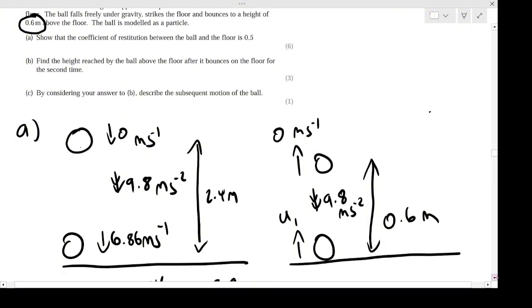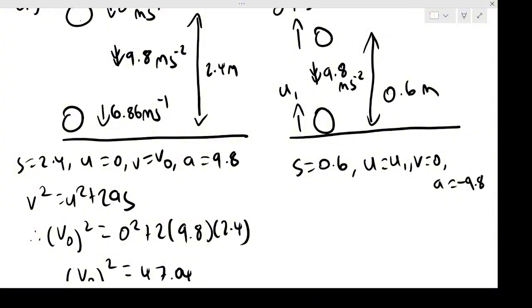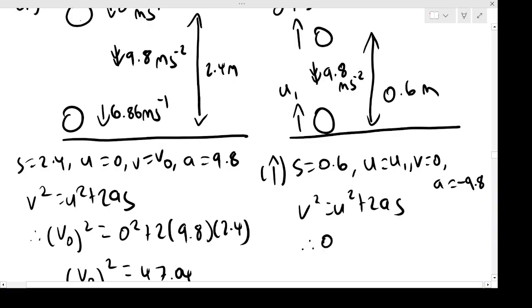So if I apply SUVAT again, I can actually just work out u1 here. So S is now 0.6. U is going to be u1, V is going to be 0, and A, again, that's going to be minus 9.8 because now we're going upwards. So acceleration downwards needs to be negative. Okay, again, V squared is U squared plus 2AS. So therefore, 0 is going to equal u1 squared plus 2 lots of minus 9.8, 0.6.